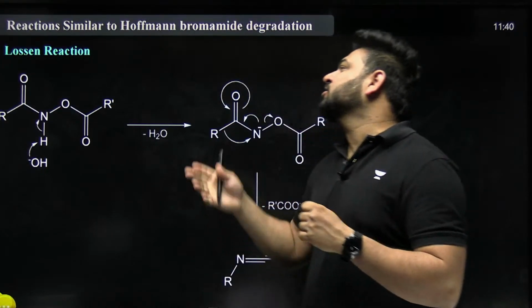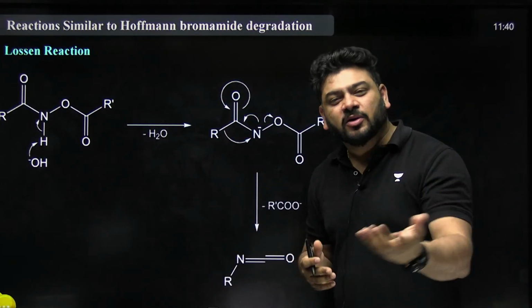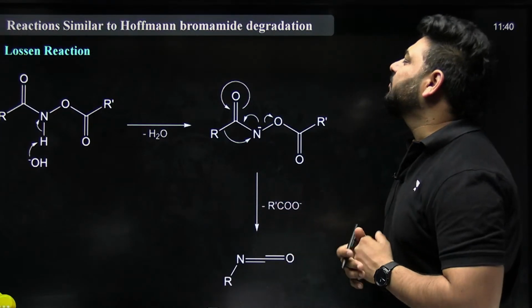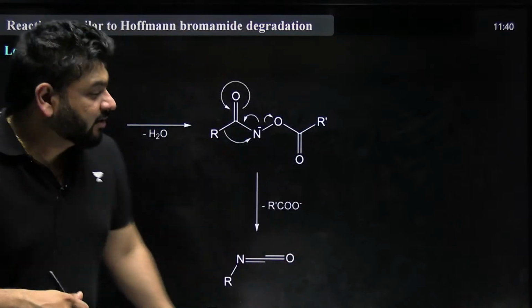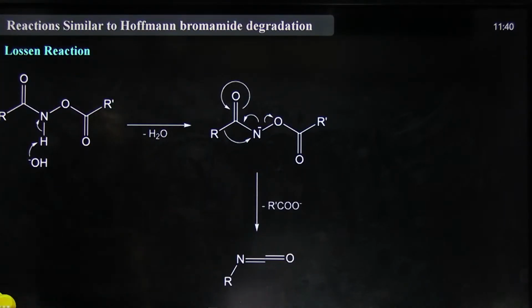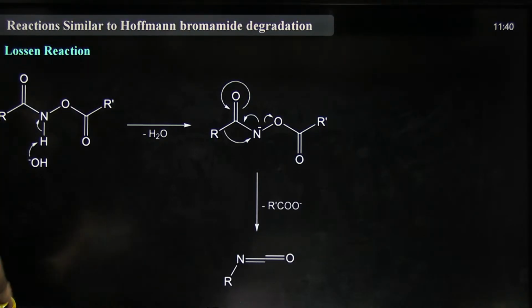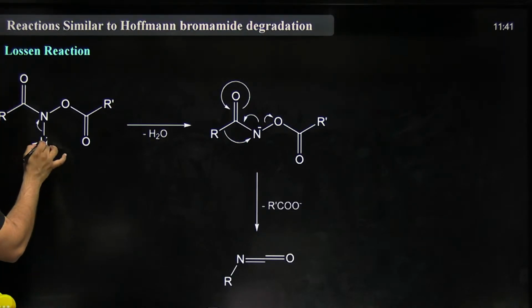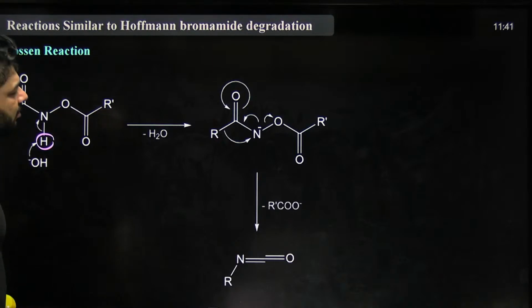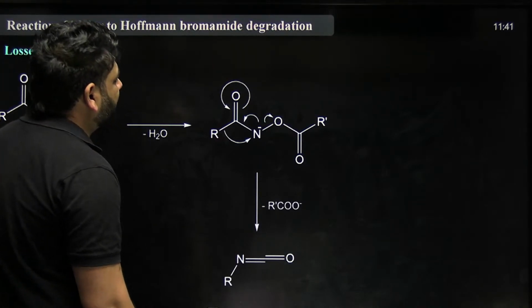One another such reaction is called the Lossen reaction, Lossen rearrangement. What happens in this reaction? First of all, let me see what this compound is. Whatever this compound is, this is RC double bond O NH O C double bond O R. So under basic condition, this hydrogen is departed, forming N negative over here, which rearranges itself, leaving this group.